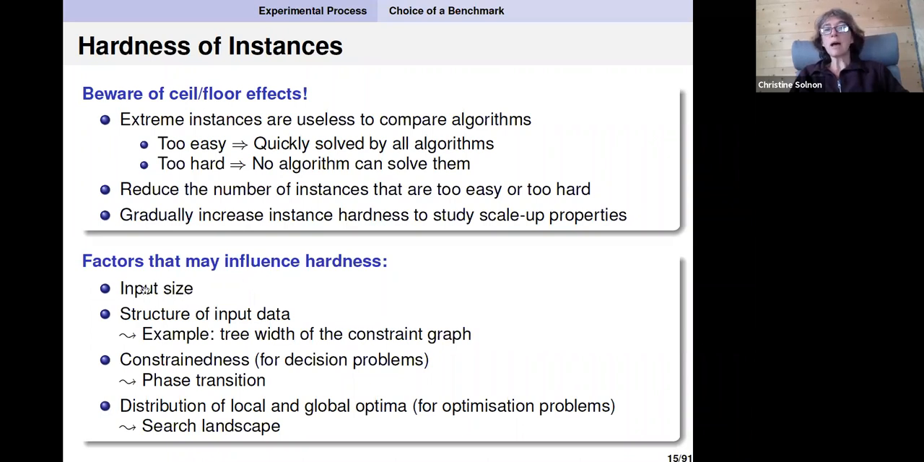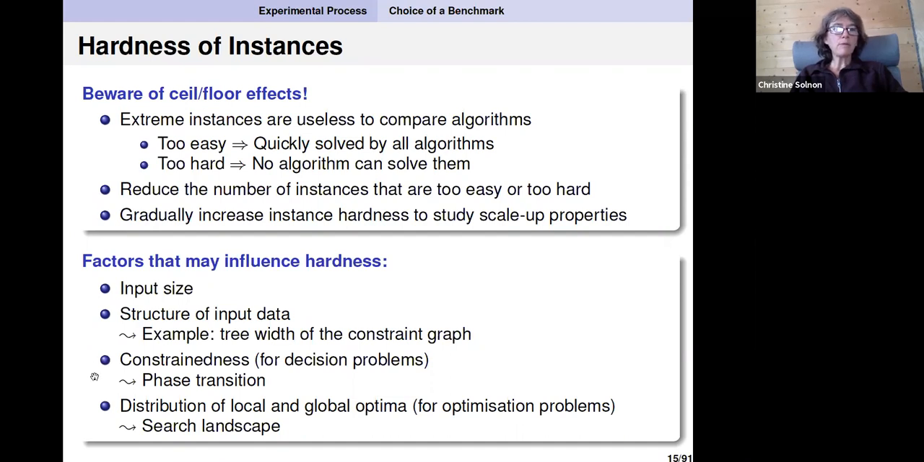In particular, the size of the input can have an impact on the hardness, but on NP-hard problems, this is not the main factor, and we will have a focus on this in the next slides. For example, we know that the structure of input data has influence on the hardness. If I take the example of constraint satisfaction problems, the tree width of the constraint graph has an influence on hardness, and in particular, if the constraint graph is a tree, then we can solve the instance in polynomial time.